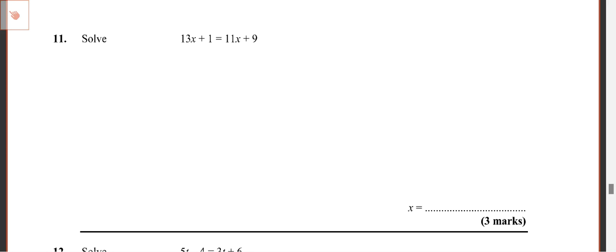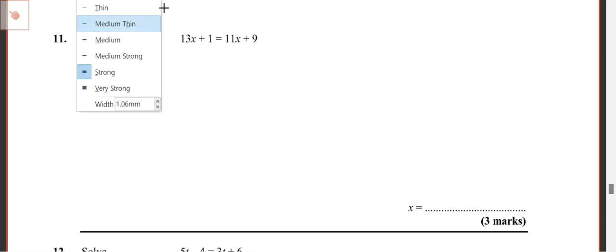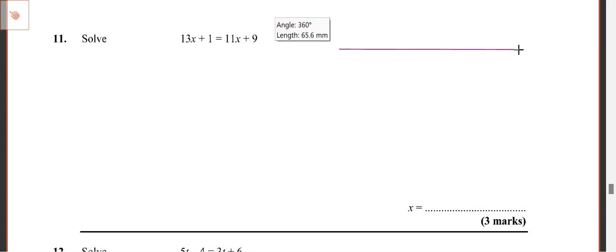So again, I don't necessarily want you to draw it out, but if you need to think of it this way, you've got your set of scales. On one side of the scales, we've got 13 x's and a plus 1, and on this side, we've got 11 x's, but a plus 9.